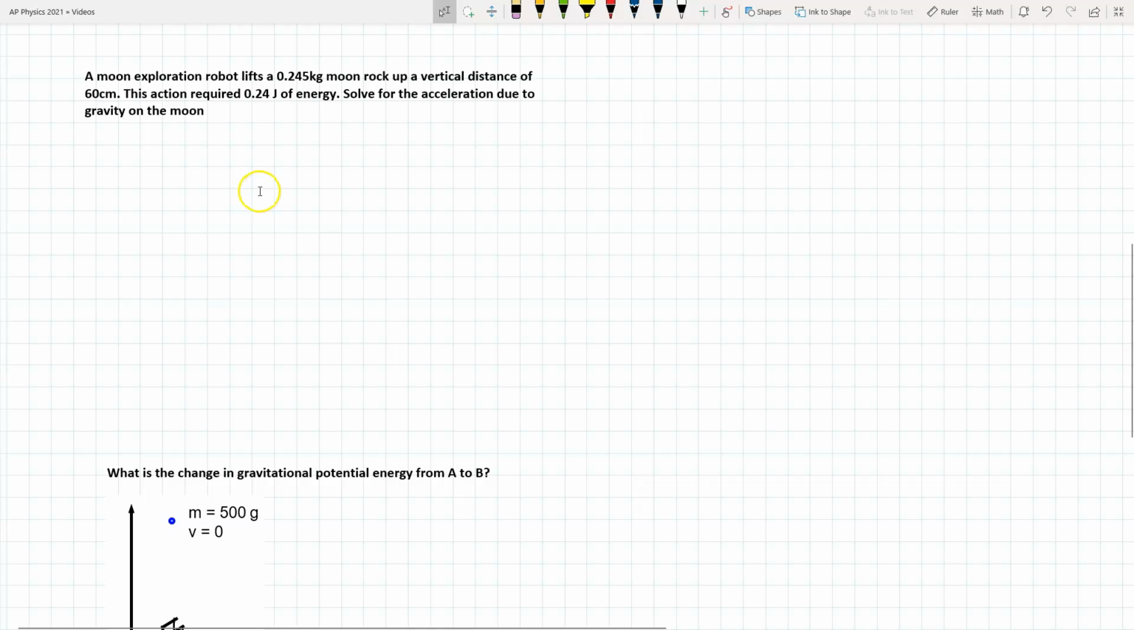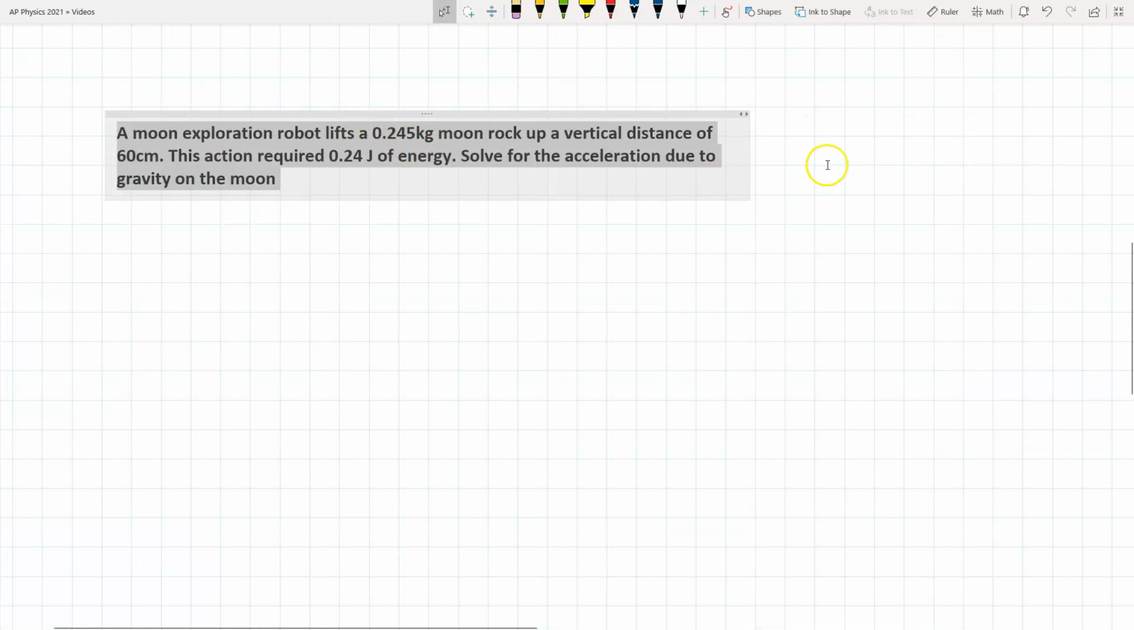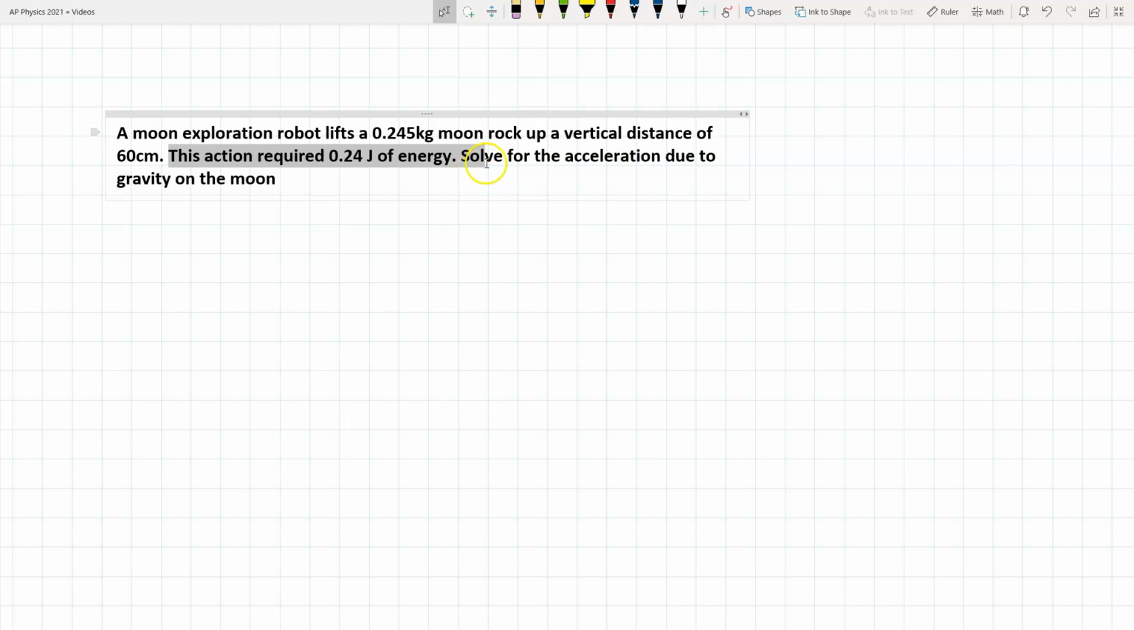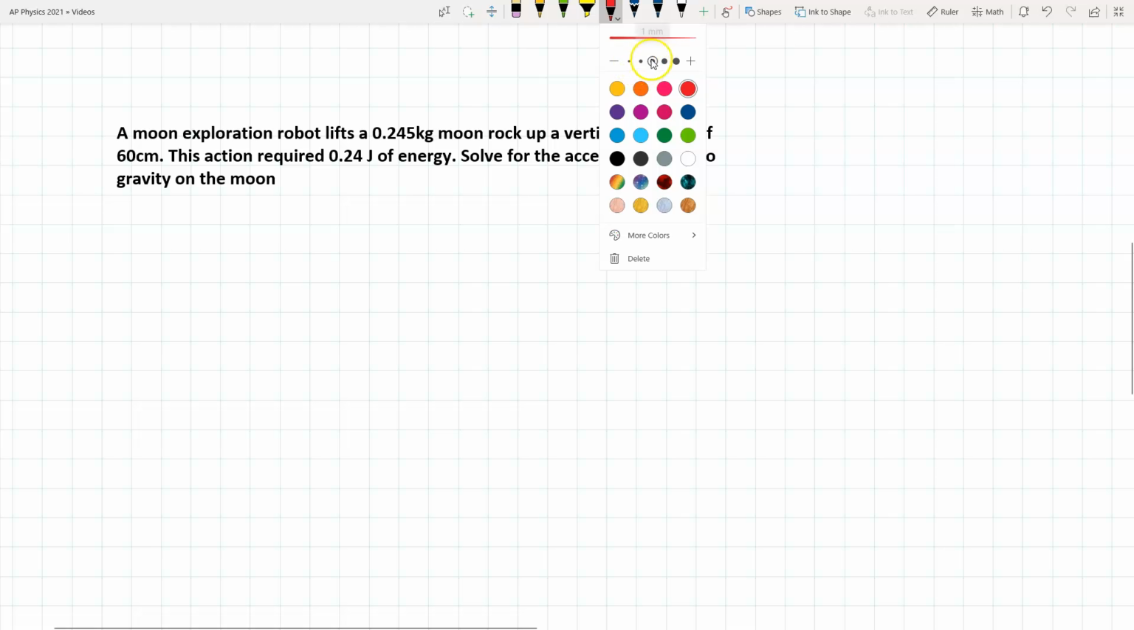All right, let's take a look at this other one. A moon exploration robot lifts a 0.245 kilogram moon rock up a vertical distance of 60 centimeters. This action required 0.24 joules of energy. Solve for the acceleration due to gravity on the moon. Okay, so let's think about what we got.